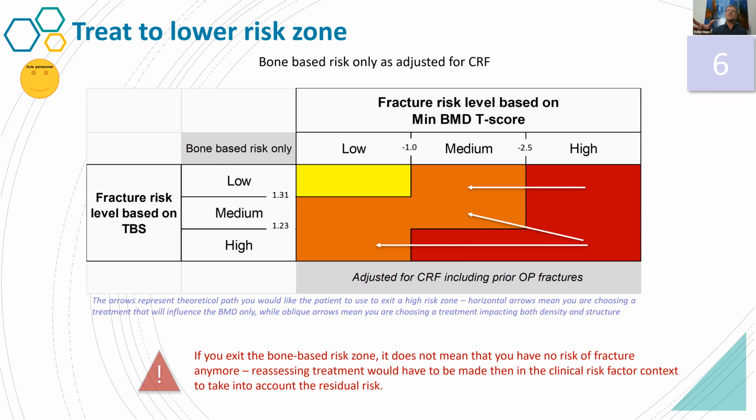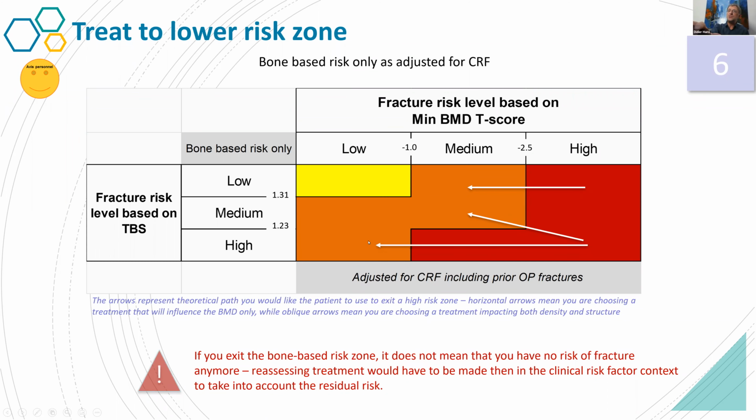So the idea here is just to bring your patient to a lower risk zone as defined by a mix again of density and structure. So you can choose, for example, if you have a patient who is high risk or very high risk, and the patient says, I don't want to take any anabolic, I don't want to take denosumab, I really want my bisphosphonate. Okay, fine. But then you will have to treat your patient much longer in time just to reach a level of almost normal, because you have a degraded structure, so your level of risk will still be there.